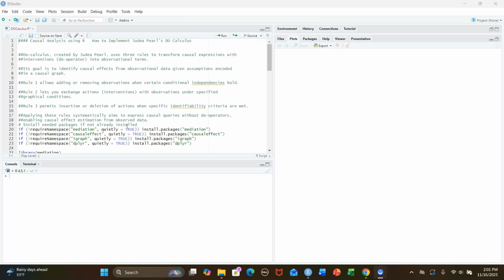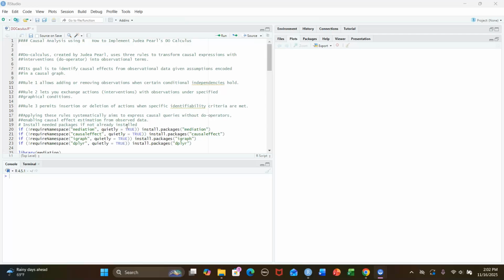Its goal is to identify causal effects from observational data, given assumptions encoded in a causal graph. Rule number 1 allows adding or removing observations when certain conditional independencies hold. Rule number 2 lets you exchange actions, or interventions, with observations under specified graphical conditions. And rule number 3 permits insertion or deletion of actions when specific identifiability criteria are met.